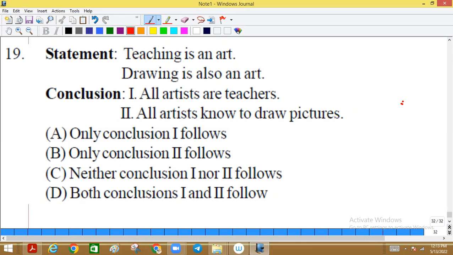If your answer is only two follows, it means you are assuming. That comes under assumption. For example, teaching is an art, drawing is also an art. All artists are teachers. Can you say that all artists are teachers? No. Come to here: all artists know to draw pictures. He's saying about all artists. Artist doesn't mean only who draws pictures. Artist means who performs dance, who sings, who does some other activity, painting, sculpting. Yes or no? So that is also wrong. So the answer is neither one nor two is correct.